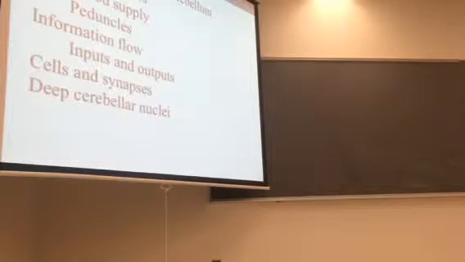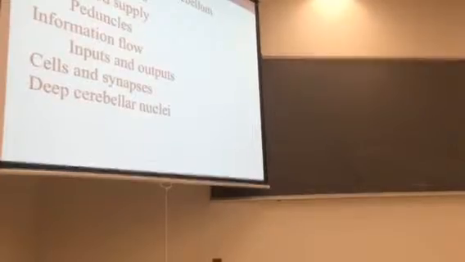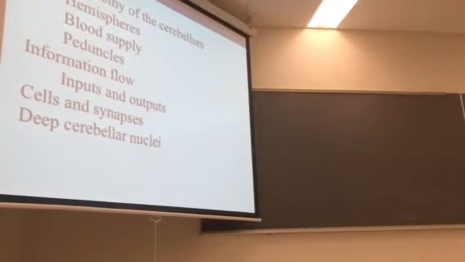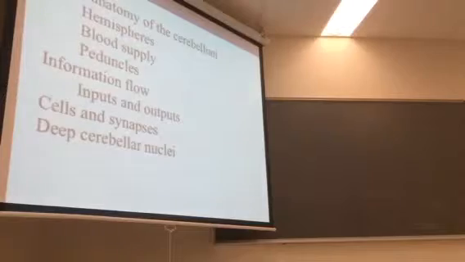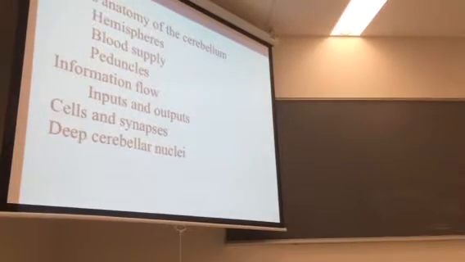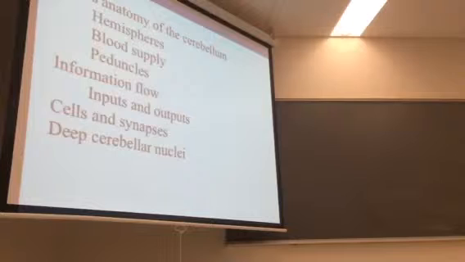develops from the same vesicular structure as the pons does, and the cerebellum attaches to the pons via the peduncles. So we'll look at the hemispheric structure, if we want to call it that, with the cerebellum. We'll look at a little bit of the blood supply, as if we haven't already done that. We're going to look at the flow of information and the inputs and the outputs.